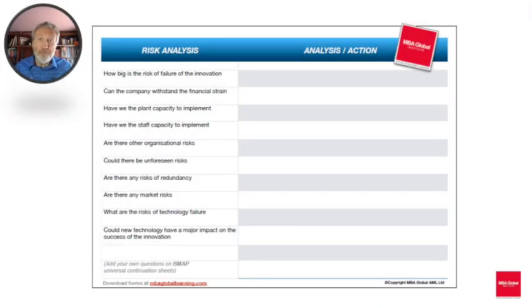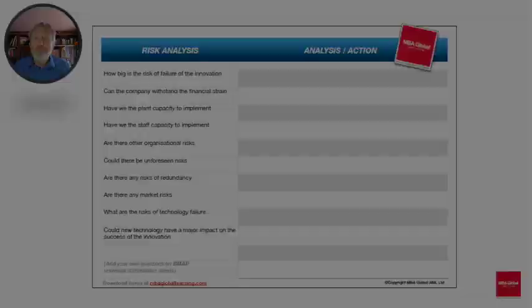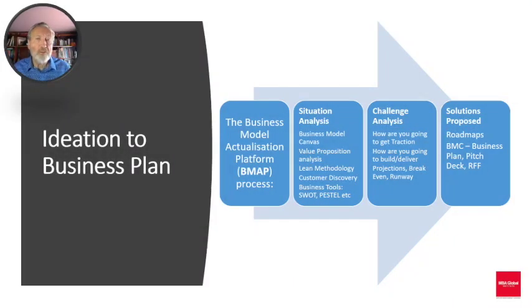The final element of pre-selection is a risk analysis, and this is best done using a checklist. Here's an example of a checklist with 10 pertinent questions ranging from financial risk to technological risk. Once we have our short list of projects and ideas, they need to be rigorously assessed and a detailed business case prepared for each so that funding can be obtained.